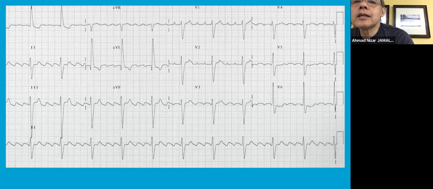If you look at the large squares from R to R, it's about 5 squares: 1, 2, 3, 4, 5. So that's about 75. That's one way of telling it. But you can also look at the baseline and count the flutter waves. For every 4 flutter waves, you have 1 QRS that is conducted. So this is 4:1.